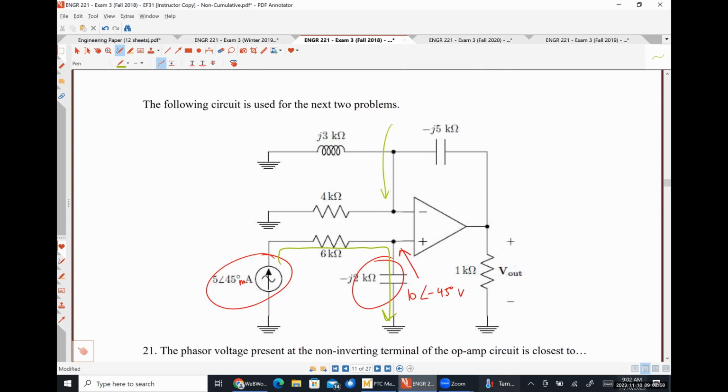So we know that this voltage right here is the same thing, 10 angle negative 45 degrees. And then we would just do KCL at this node. So this current plus this current plus this current have to equal 0. The only unknown voltage we don't have is V out. So just one equation, one unknown system, math it up. So just because there's scary capacitors and inductors, we can still treat it like every other op-amp circuit we've seen in this class and do the exact same process. Next.